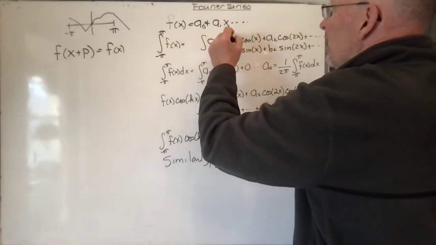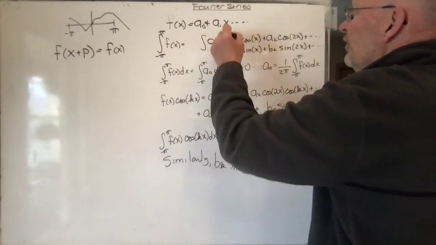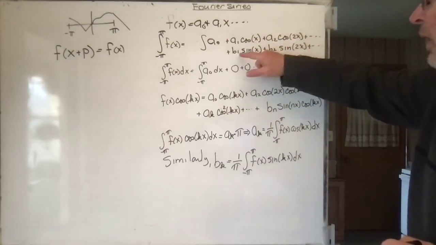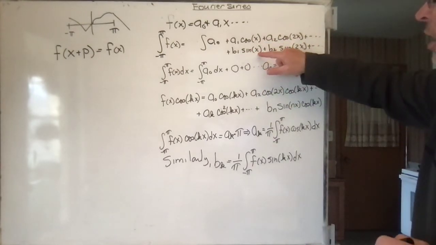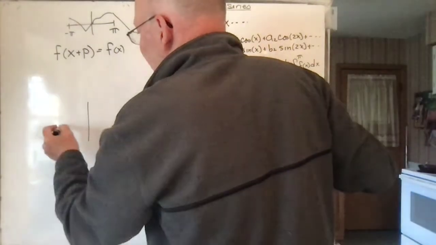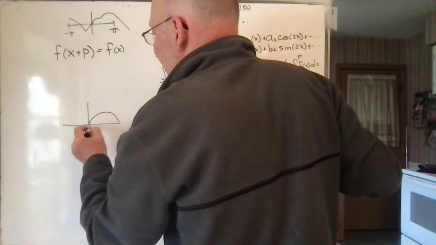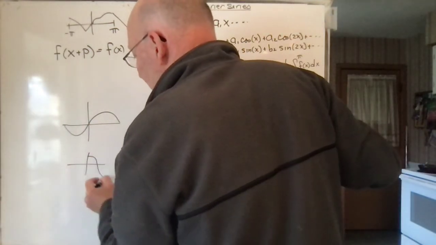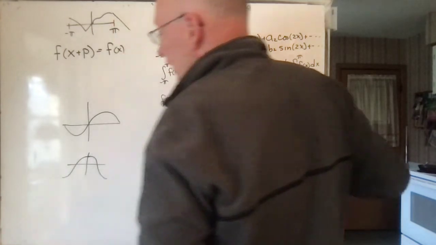Go here, take the integral of each one of these things. Notice that when I go from negative pi to pi, all of these things are going to end up giving me 0. Because from negative pi to pi, if you think about what the sine and the cosine look like, here's the sine, here's the cosine, they're going to give you 0.